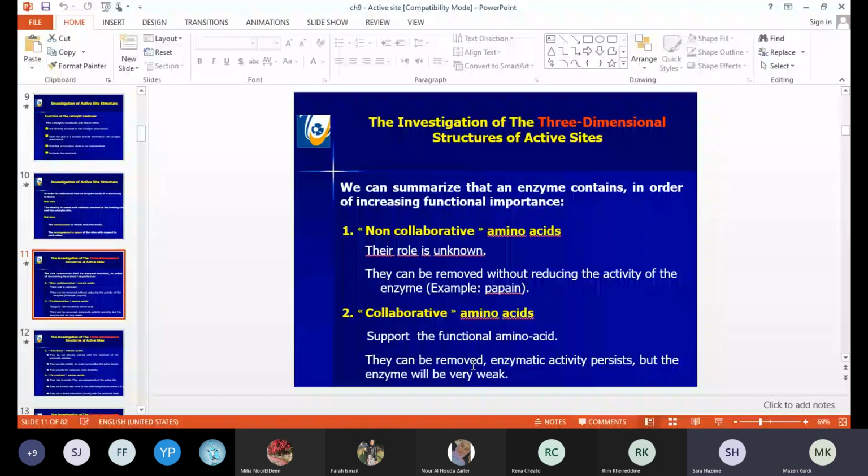Another type of amino acids is called collaborative. What do we mean by collaborative amino acids? These amino acids support the functional amino acid. We can remove them. The enzyme activity will persist, but we can notice that the enzyme becomes a little bit weaker. So مش إنه هن ما عندهم ولا role وبنقدر نشيلهم without any modification in the activity of the enzyme. صح ممكن ينعمل لهم mutation أو تغيرون وتضل الactivity constant, but you can notice that the enzyme becomes weaker because their role is to support the functional amino acid in the enzyme.